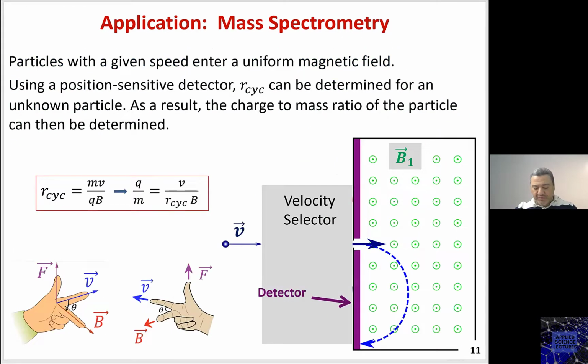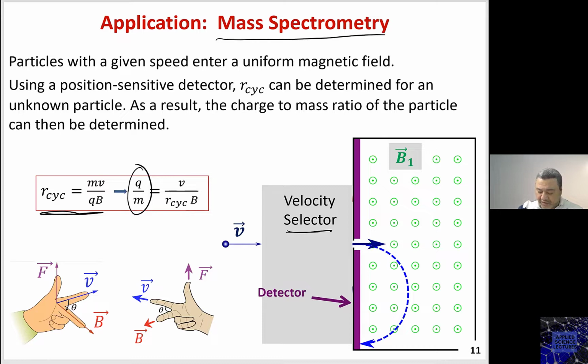Now, if I use this velocity selector with this device that allows me to measure the radius of the cyclotron motion, then I have what's called mass spectrometry. In mass spectrometry, with a velocity selector, I can adjust the magnetic field such that I'm getting here the particles with the velocity that I want. Then after I measure the radius of the cyclotron motion, I can work out this equation such that I have the charge to mass ratio.